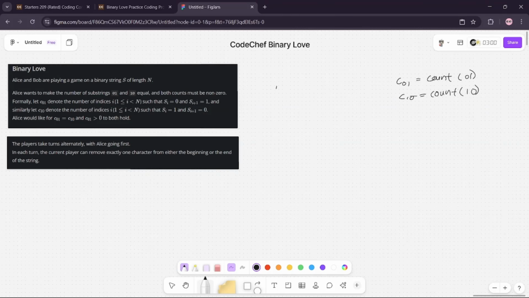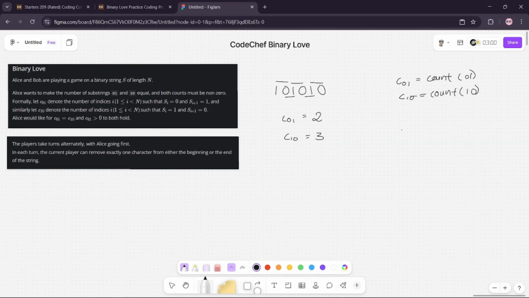Now let's say my string is 101010. In this case my C01 is going to be 1 and 2, and my C10 is going to be 1, 2 and 3.